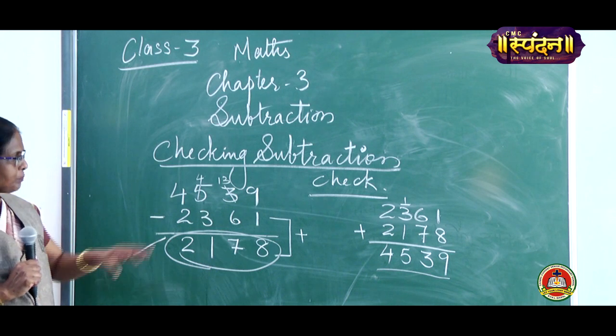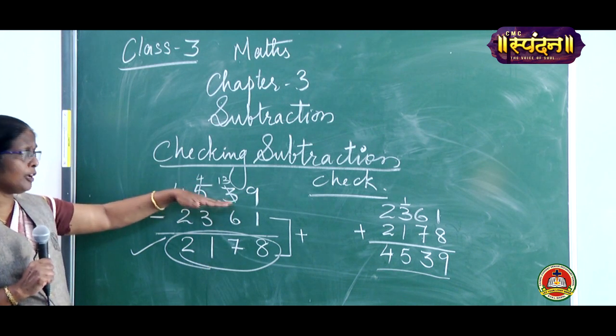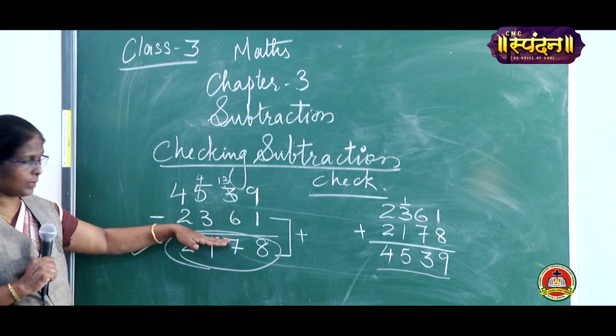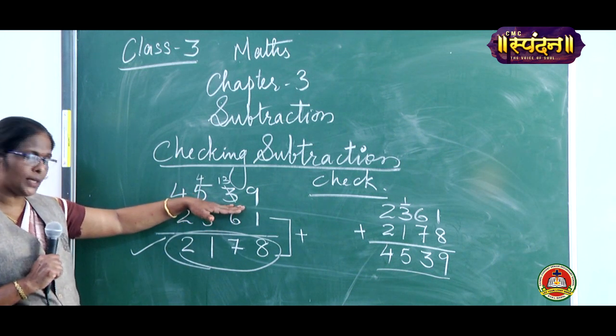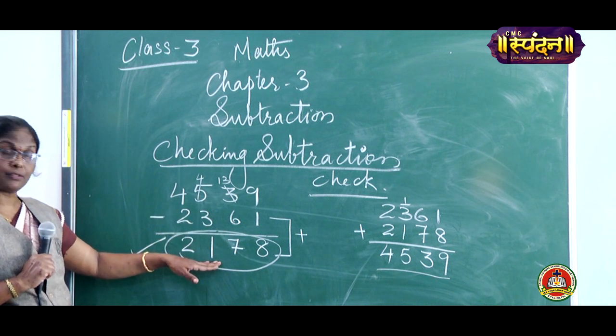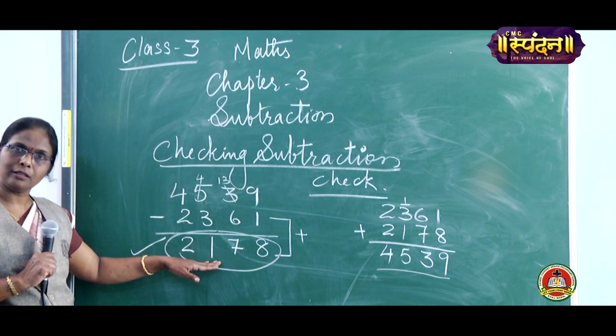I will tell it again. This is the bigger number. From a bigger number, you are supposed to subtract a smaller number. So the bigger number is called the minuend, the smaller number is called the subtrahend, and the result that you get after subtraction is called the difference.